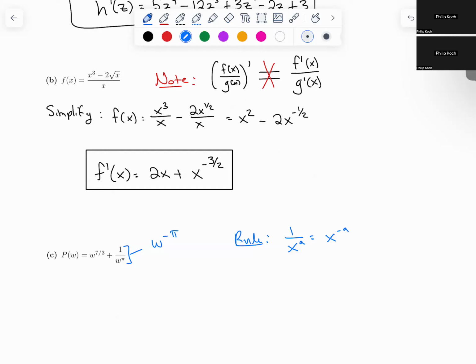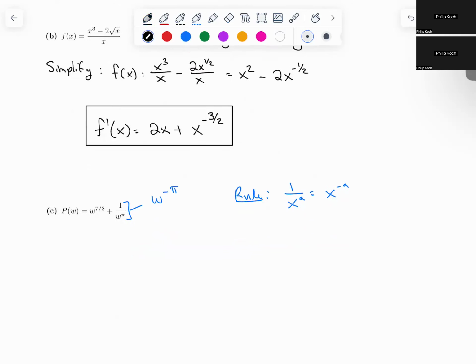My rule of thumb, by the way: if you need to use your answer for something, simplify it. If you don't need to use it for anything, like if you're just finding the derivative, keep it unsimplified. Don't worry about simplification unless you need to use it for something. So P prime of W is going to be 7/3 W to the, take a second, 4/3. Yes, 4/3.